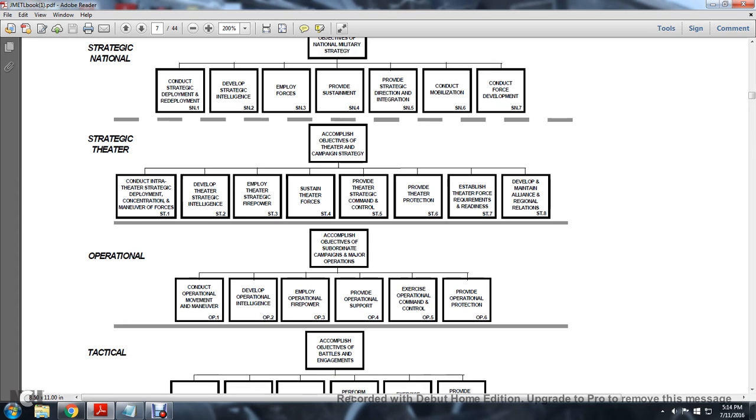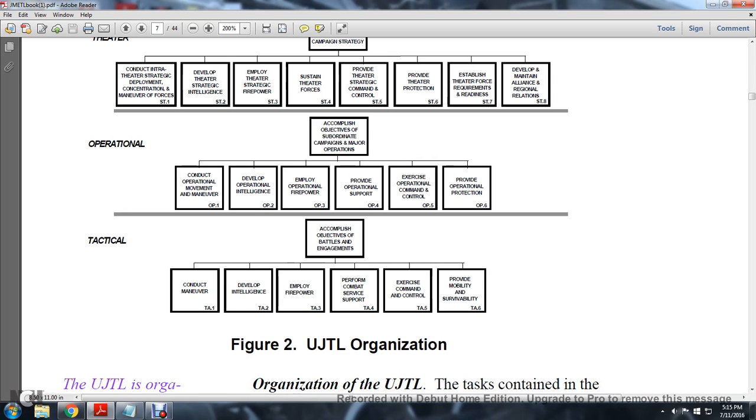Okay, next is accomplishing objectives of subordinate campaigns and major operations. This is operational. You have 6 operational sets: conducting operational movement and maneuver, developing operational intelligence, employing operational firepower, providing operational support, exercising operational command and control, and providing operational protection. For tactical, there are 6 tactical tasks: accomplish objectives of battle and engagement, conduct maneuver, develop intelligence, employ firepower, perform combat service support, exercise command and control, and provide mobility and survivability.